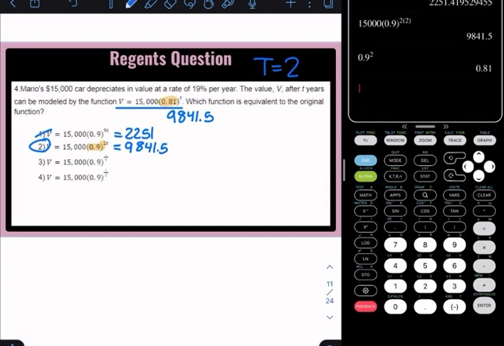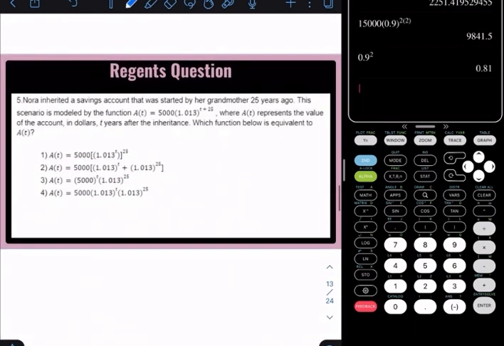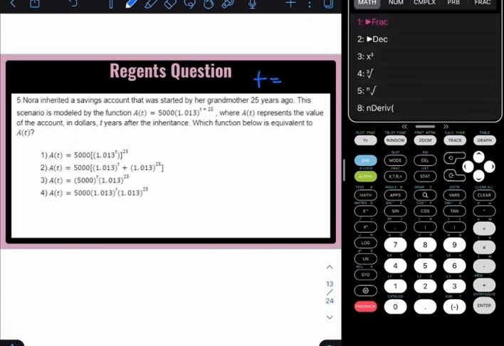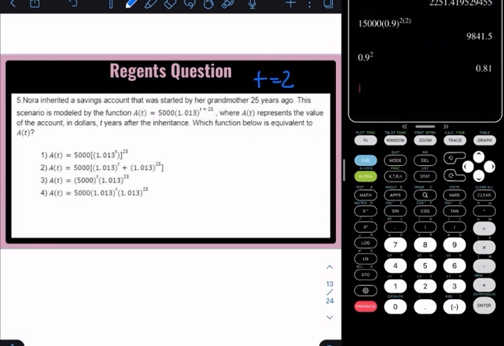All right, let's look at question 5. Nora inherited a savings account that was started by her grandmother 25 years ago. This scenario is modeled by this function, where A of t represents the value on the account in dollars t years after the inheritance. Which function below is equivalent to A of t? Again, let's just make t equal to 2. It doesn't actually matter what number you make t equal to, but I'm just going to make it equal to 2.